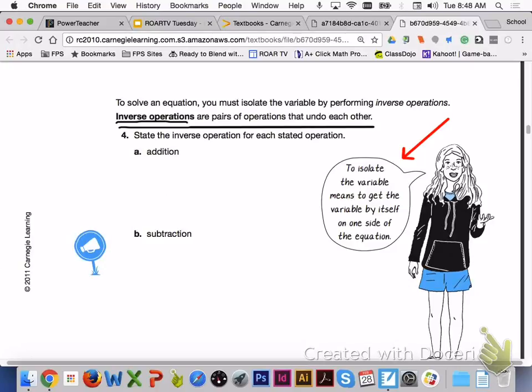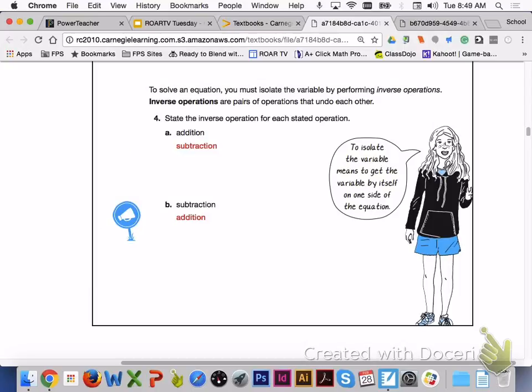To solve an equation, you must isolate the variable by performing inverse operations. To isolate the variable means to get the variable by itself on one side of the equation. Inverse operations are pairs of operations that undo each other. Please answer number 4, letter A and B with your group members. For letter A, the inverse operation for addition is subtraction, and for letter B, the inverse operation for subtraction is addition.